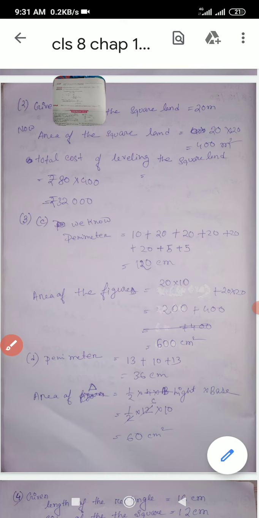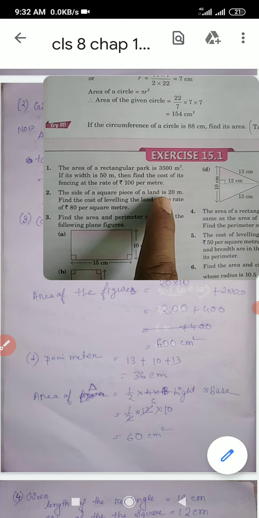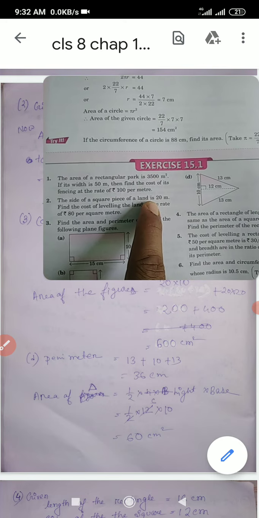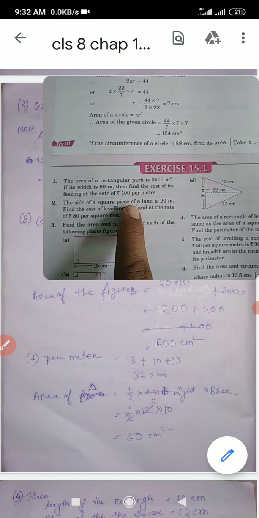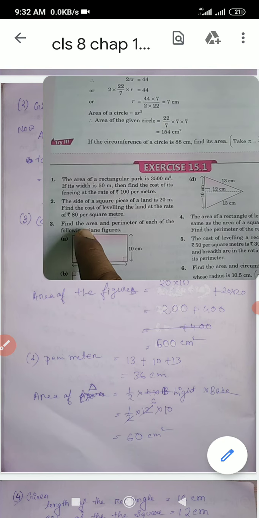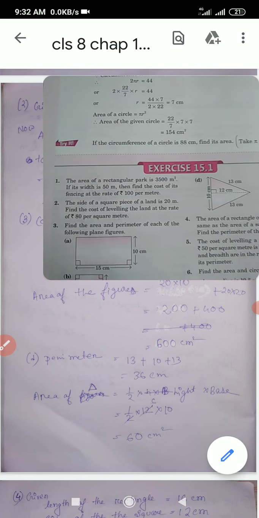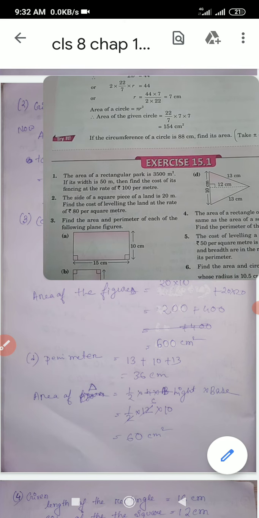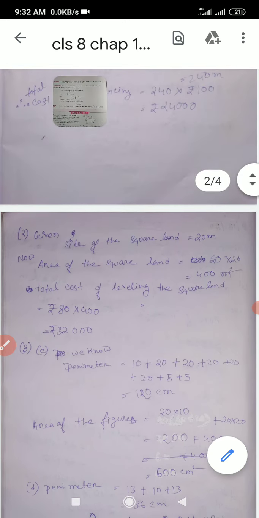So here, the side of the square park is given as 20 meters, so we can easily find out the area. Since all the sides of a square are equal, area is side into side. So 20 into 20 will give the area. And after that, the cost of leveling the land at the rate of rupees 80, we'll see that later.